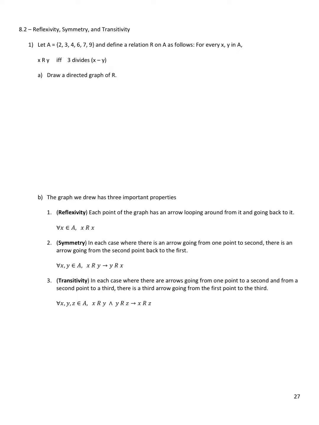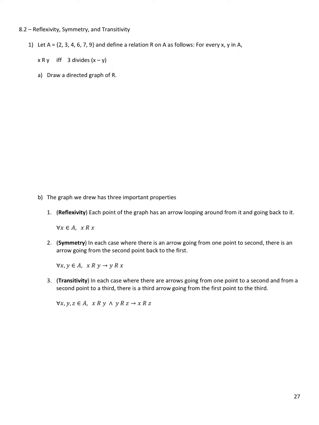All right, let's look at a set A = {2, 3, 4, 6, 7, 9}. We're going to define a relation R on A as follows. For every x and y in A, x is related to y if and only if 3 divides the difference x minus y. So let's draw a directed graph of R.